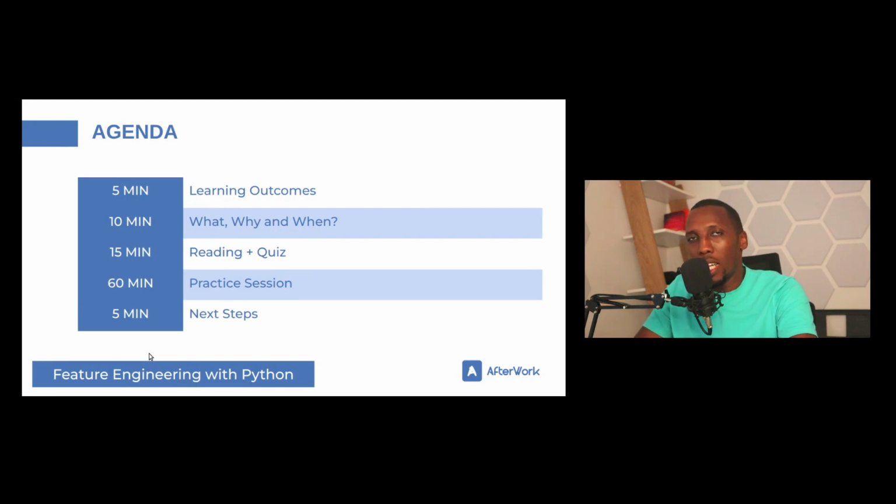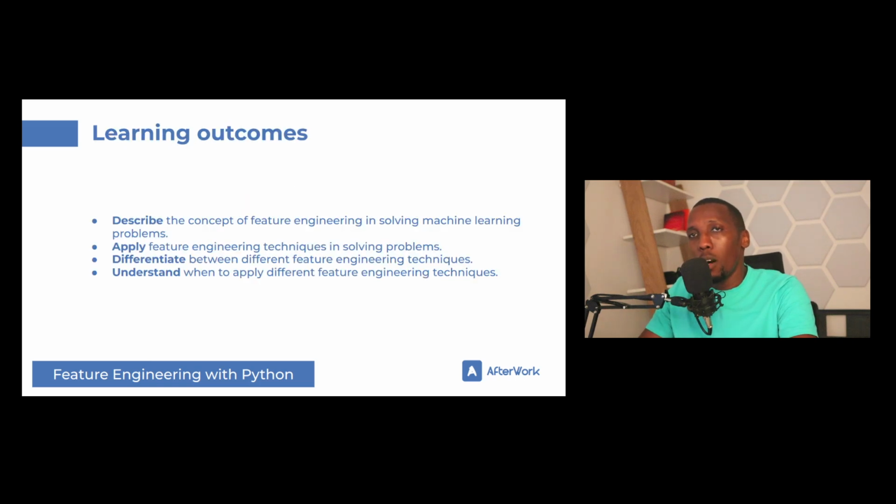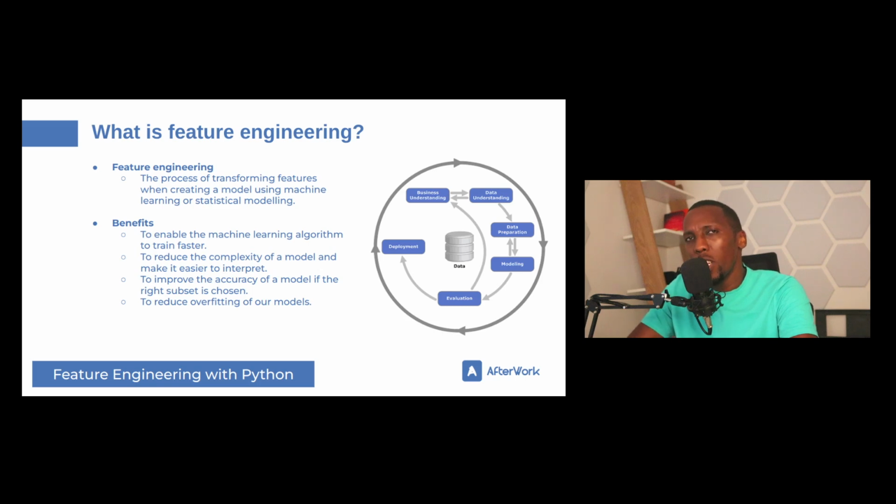So it will be about 2 to 3 hours of intensive learning. So starting off, what are the learning outcomes that we're going to be working towards? By the end of this course, you should be able to describe the concept of feature engineering in solving machine learning problems. You should be able to apply feature engineering techniques in solving for those problems. You should also be able to differentiate between different feature engineering techniques, as well as understand when to apply different feature engineering techniques.